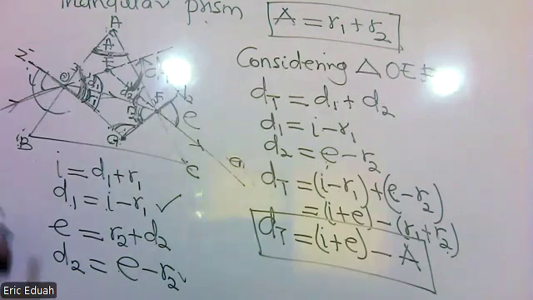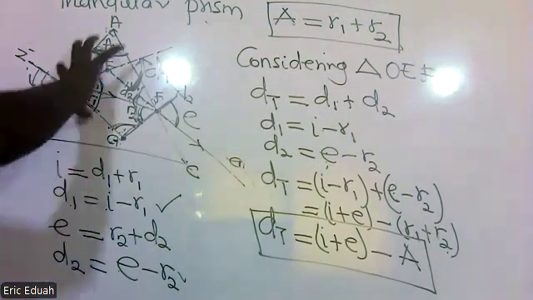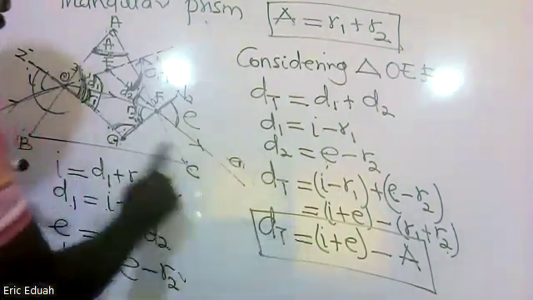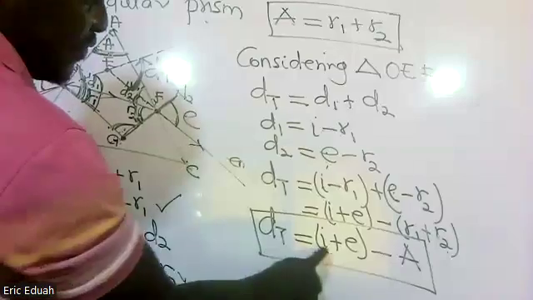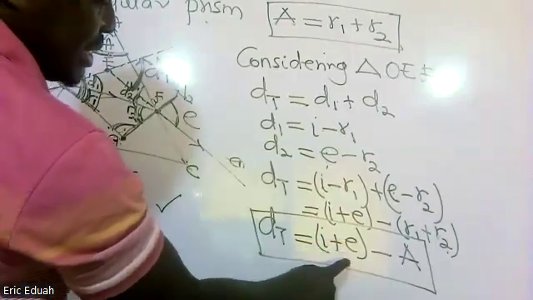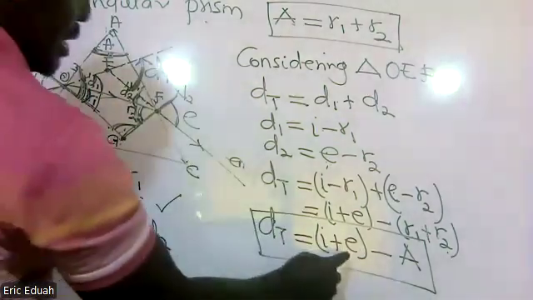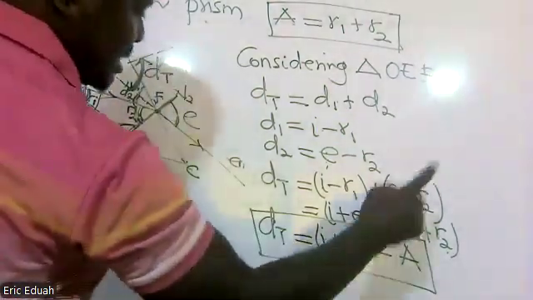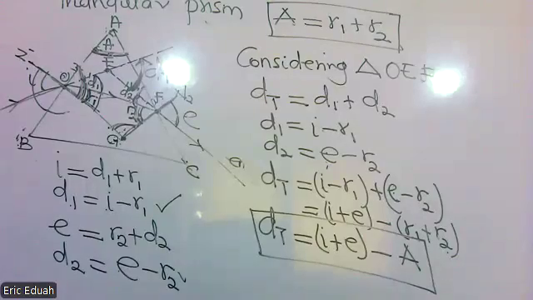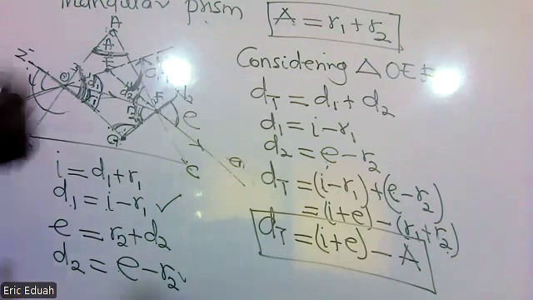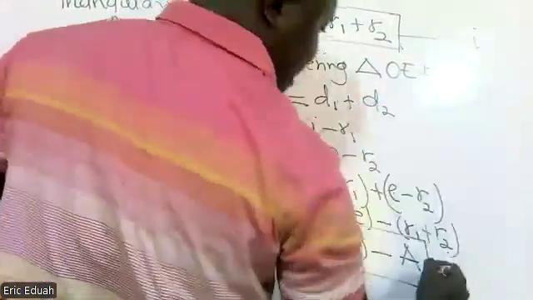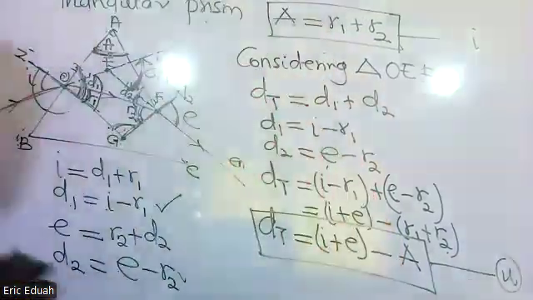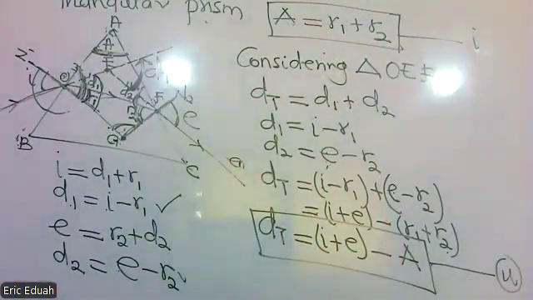So if you are calculating for the total deviation within the prism, it is equal to D1 plus D2. But then when we expand it, the total deviation is equal to I plus E, where I is the angle of incidence and E is the angle of emergence, minus the angle of the prism. So we have derived this, and then this. Very, very important relations in refraction of light in a triangular prism.